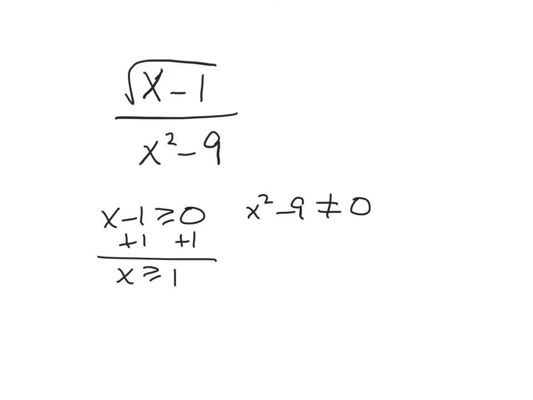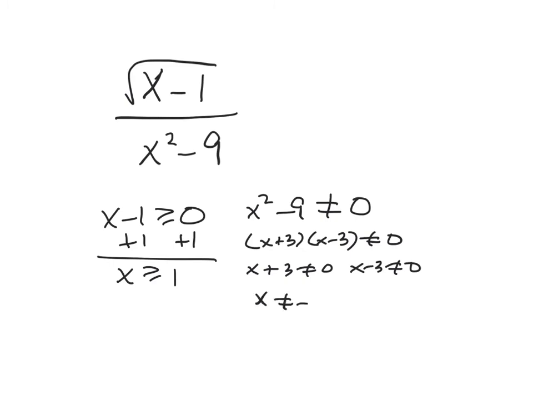Over here, you can either move the 9 and do the square root method or factor it, either way. If you factored it, it was this. Set each of these factors not equal to 0. So x cannot equal negative 3 and x cannot equal positive 3.